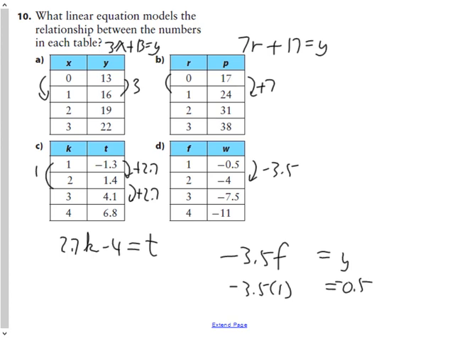Since negative 3.5 does not equal negative a half, if I add 3, I end up with, oh, not my y value, but my w value. That should be w.